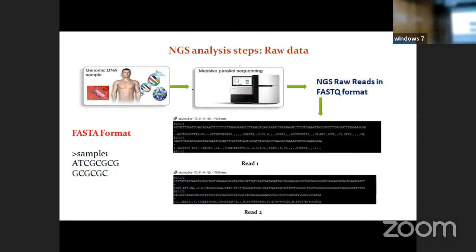FASTA format. Perfect. Can anybody answer that? What is FASTA format? Okay. Perfect. So if I am correct, this is the representation of FASTA format. It generally starts with a greater than symbol with a header line. Then from the second line onwards, it is the nucleotide or protein sequence.